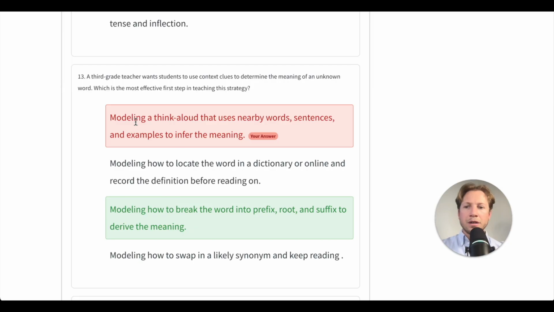Wrong. All right, a 3rd grade teacher wants students to use context clues to determine meaning of them. Oh, I'm pretty sure that this modeling is actually... Ooh, we have 2 modelings here. Modeling how to break down words. All right. So here we go. It's answer option C.